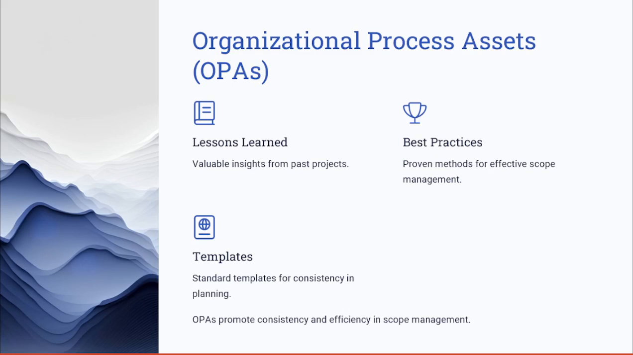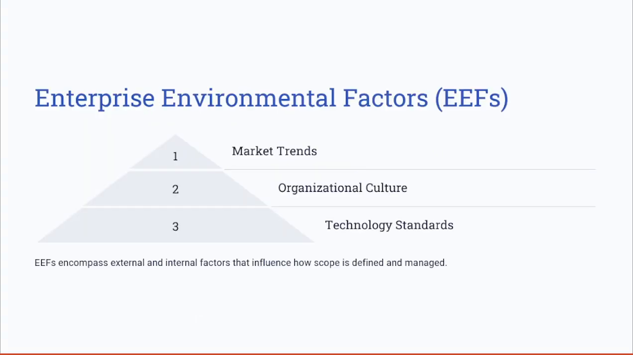Next, let's talk about the OPAs, or the organizational process assets. The OPAs are invaluable for scope management planning as they offer historical insights, lessons learned, and standard templates. These resources promote consistency and efficiency in scope management. EEFs encompass external and internal factors such as market trends, technology standards, and organizational culture. These elements influence how the scope is defined and managed.